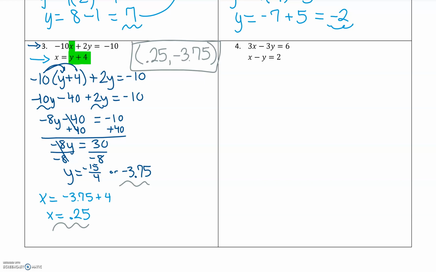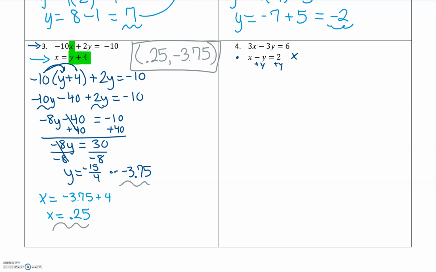All right, so we're going to go ahead and work through number 4. Okay, so number 4, we have two equations. Neither one of them is already solved for a variable. So I'm going to look and say which one looks the easiest to solve for a variable, and to me, this second one looks easiest to solve, and I'm going to solve it for x. So that means if I add y to both sides, x is going to be alone.